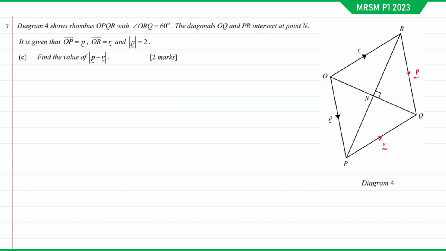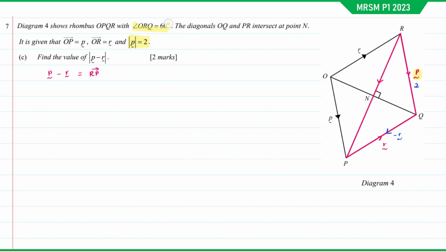Question C. Find the value of the magnitude of vector P minus vector R. So first, let us determine what vector P minus vector R is. Based on the diagram, the vector RQ here is vector P, and vector QP will be negative R. Therefore, using the triangle law, vector P minus vector R is vector RP. Based on the question, we know that the magnitude of P is equal to 2.